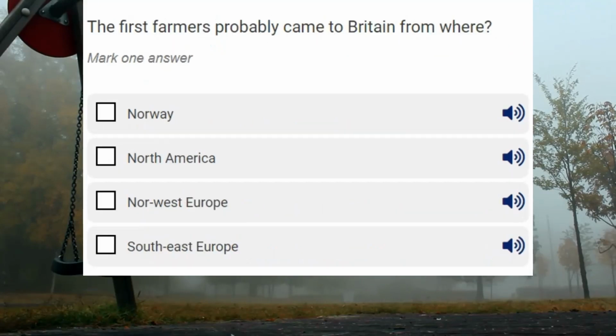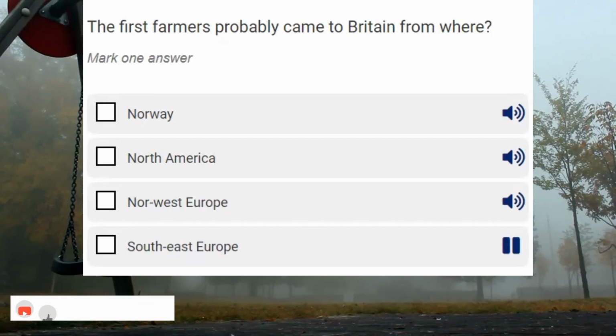The first farmers probably came to Britain from where? Norway. North America. Northwest Europe. Southeast Europe. Correct answer: Southeast Europe.